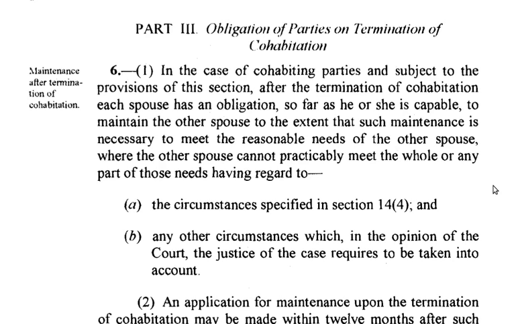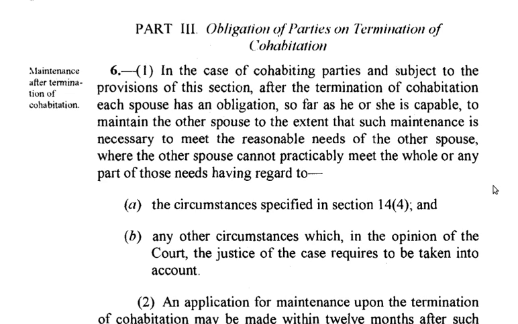The Maintenance Act, Part 3, Obligation of Parties on Termination of Cohabitation. Section 6, Maintenance after termination of cohabitation. So remember, cohabitation means you're living together for 5 years or more, but you are not married. Subsection 1.